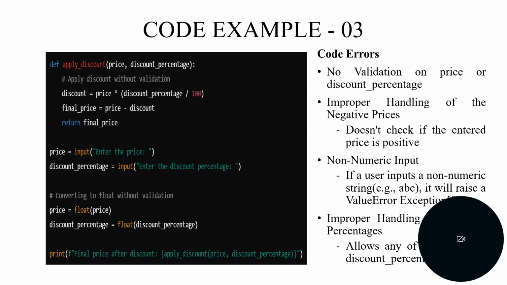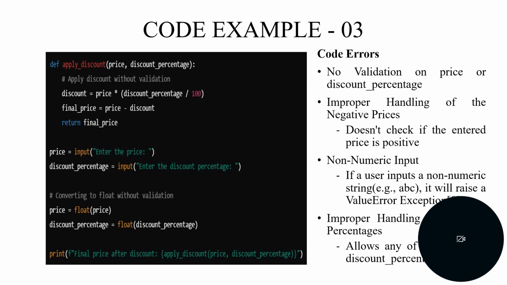Coming to code example 3, here the code is about discount and price. Now coming to the function, here we use apply discount, which calculates the final price of a product after applying a discount. But in this code there are several issues related to improper input validation that make it vulnerable to errors. So coming to the first error, no validation on input.